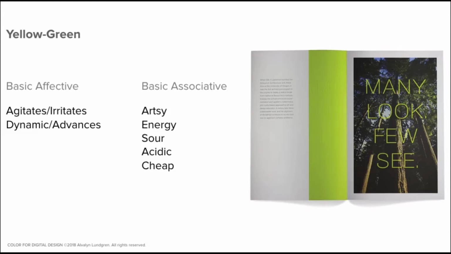And then there's yellow-green. And of course, yellow-green has the addition of blue. So it is a compound hue. And it also irritates a little bit, but not to the extent of yellow, because it's also blended with blue. It does advance because of the yellow, but not as far as yellow advances because of the blue that's in it. In Western culture, we associate yellow-green with things that are trendy and artsy. There's a certain energy to it. There's a certain youthfulness to it. We associate it with sour food, such as limes, acid, and things that are inexpensive.